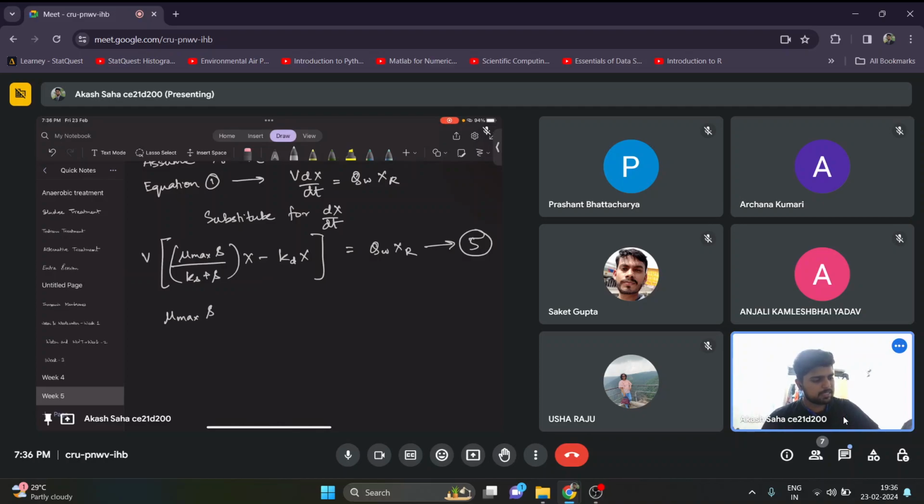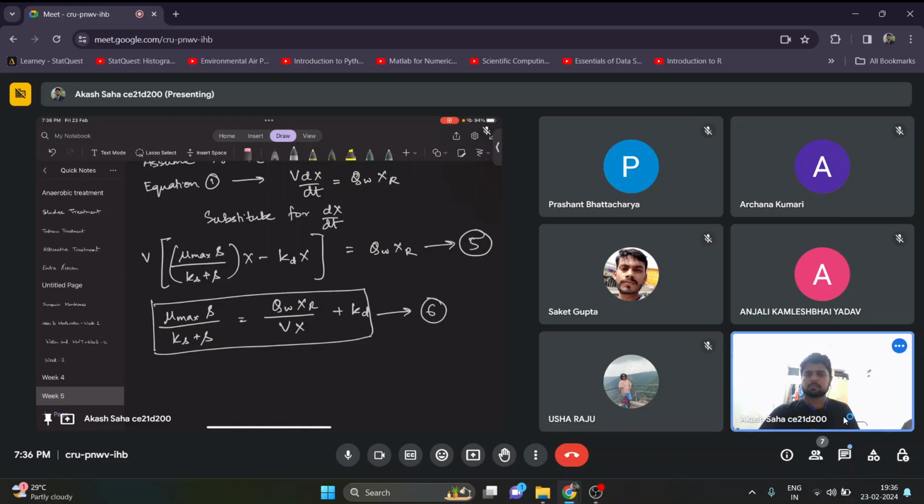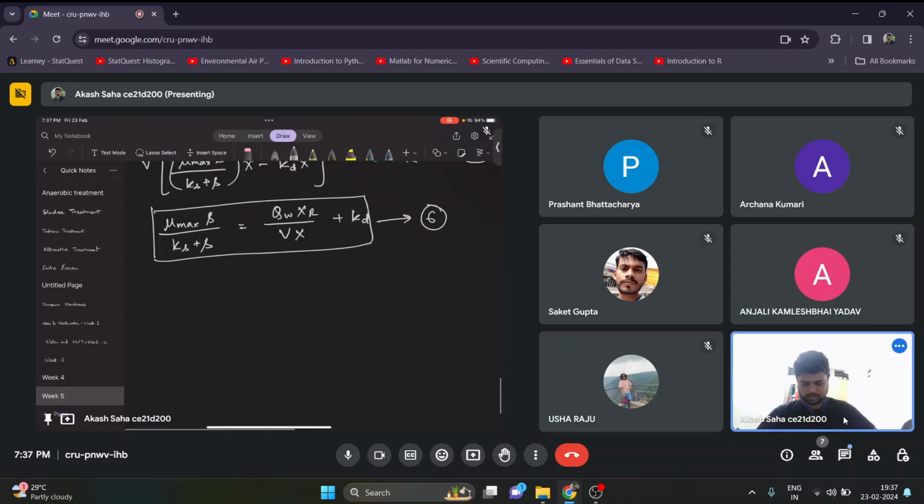So mu max S into X by Ks plus S will be equal to Qw XR by V X plus Kd. So this will become my equation 6. I've just rearranged the terms. So this is equation 6.